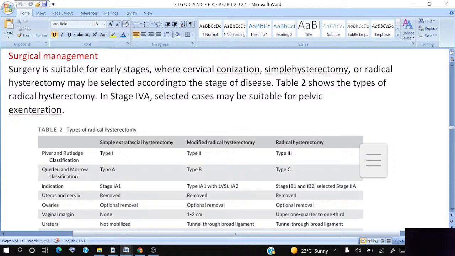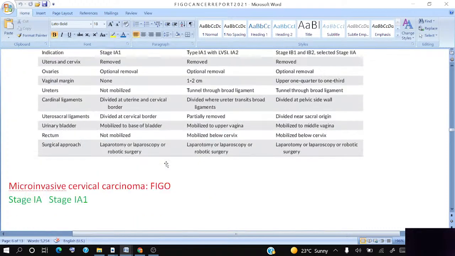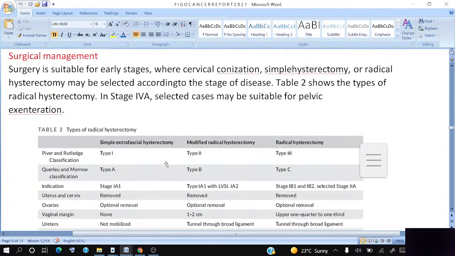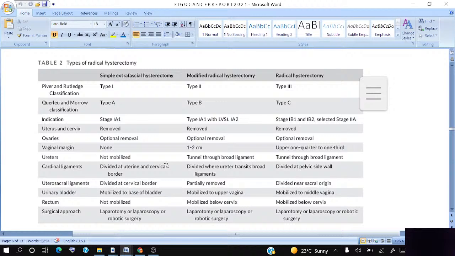So this Table 2 gives us a guide about the types of radical hysterectomy, and in this especially we say stage 4A and selective cases may be suitable for pelvic exenteration. This table gives us a scenario about the types of radical hysterectomy. Simply, we say simple extrafascial hysterectomy, modified radical hysterectomy, and radical hysterectomy. These are the three categories.